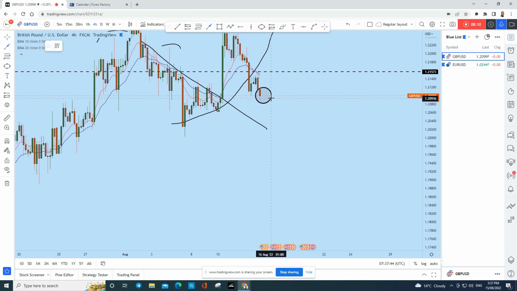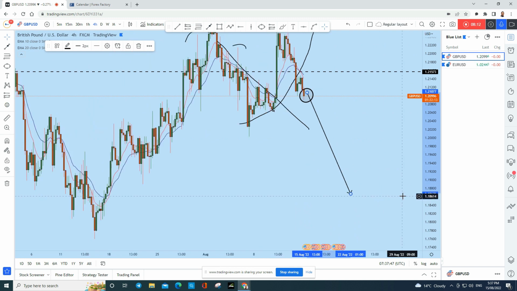As soon as we find a suitable entry, we'll consider GBPUSD shorting from this zone with a high risk to reward ratio with our students.